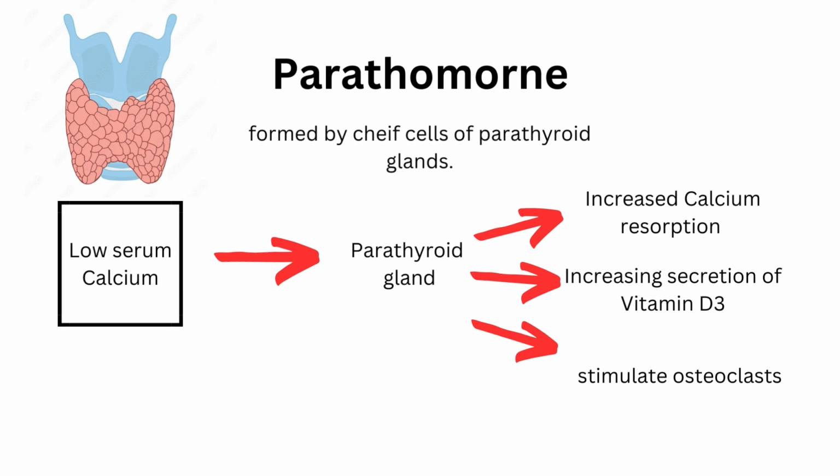It acts on osteoclasts and increases bone breakdown. In kidneys, PTH acts on both proximal and distal tubules. In proximal tubules, it increases urinary phosphate excretion, and in distal tubules, it increases calcium reabsorption from urine. PTH also promotes the activation of vitamin D. Activated vitamin D3 increases the gut absorption of calcium.